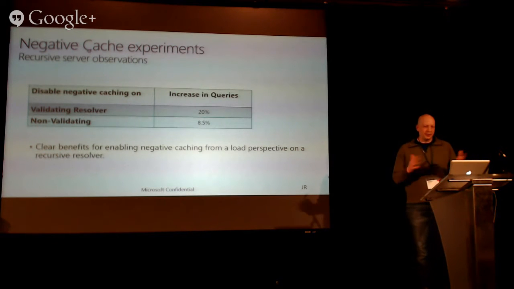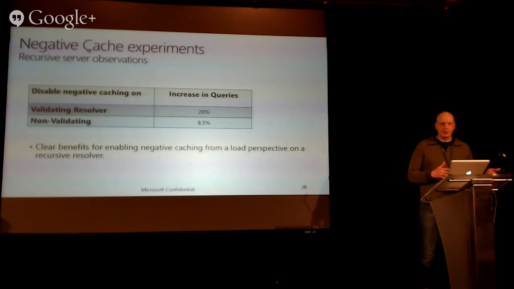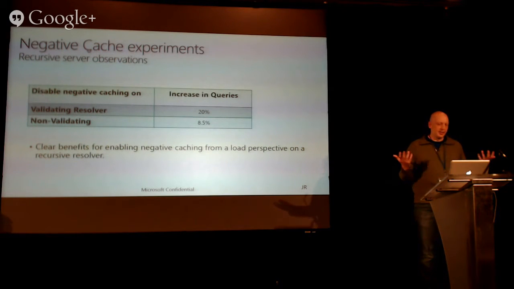Also, now we're going to shift over to some of the recursive experiments that we did. On the recursive side, we took a validating resolver and a non-validating resolver and asked, if we turn off negative caching, what's going to happen? Query load went up like you would expect. This is all just to show there's definitely good positive value in negative caching.